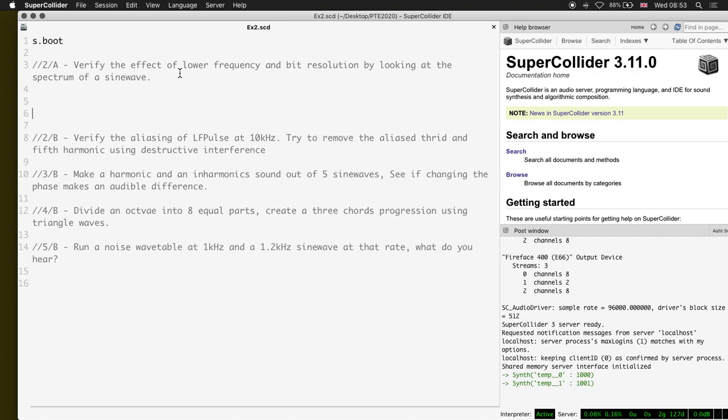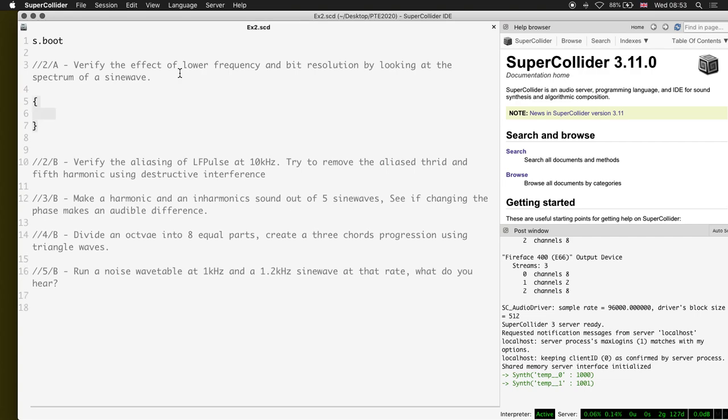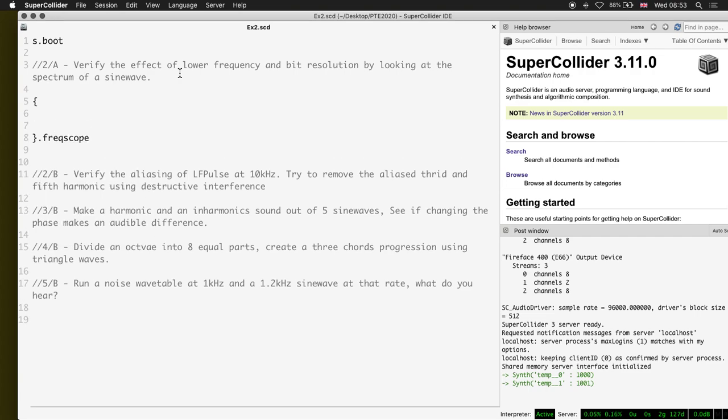Cool. So first up, we're going to verify the effect of lower frequency resolution and lower bit resolution by looking at the frequency spectrum scope of a sine wave.